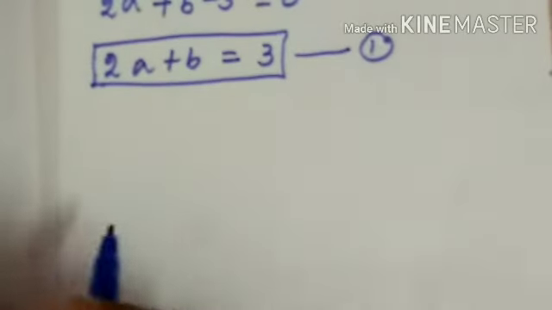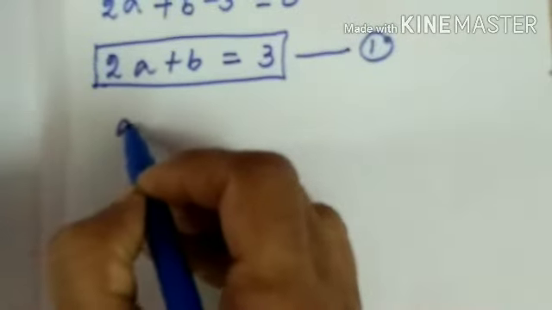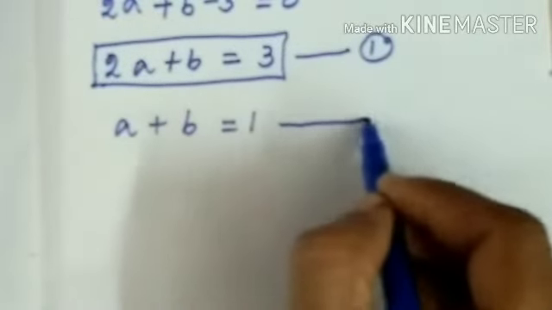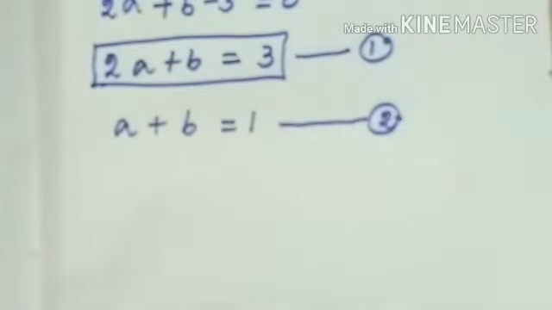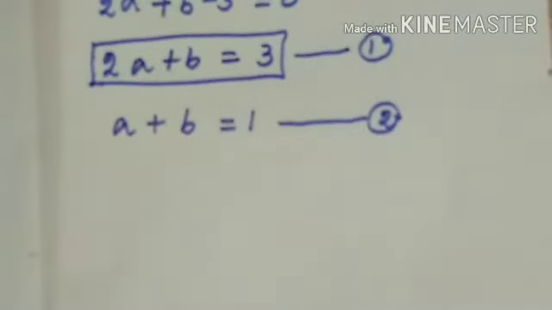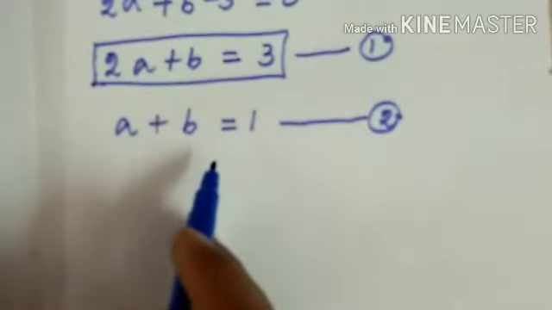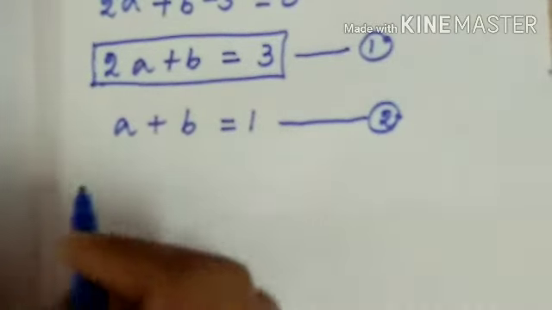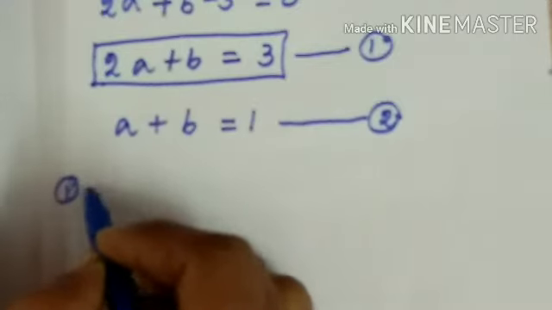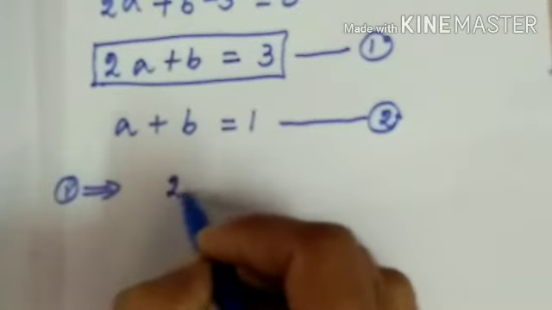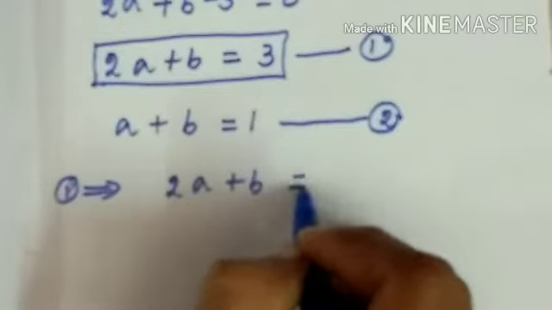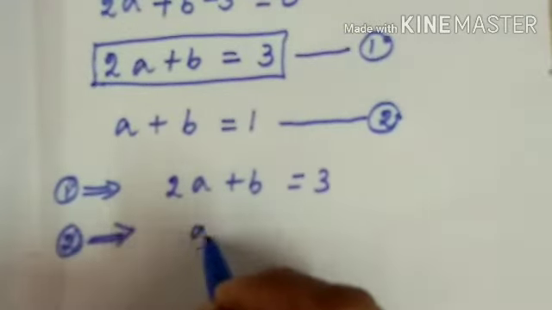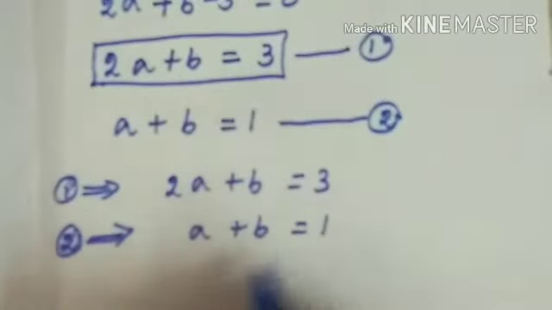Next you take down and write the given equation a plus b equal to 1. This one you keep second equation. Now you have to solve this two equation means we get the answer for a and b. See first equation 2a plus b equal to 3. Second equation a plus b equal to 1.